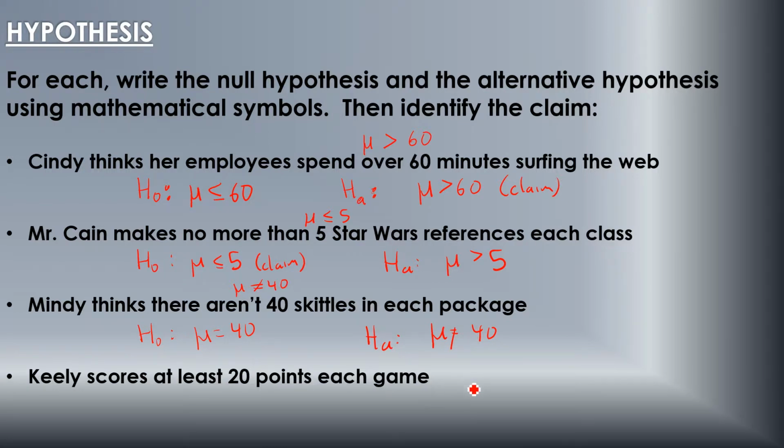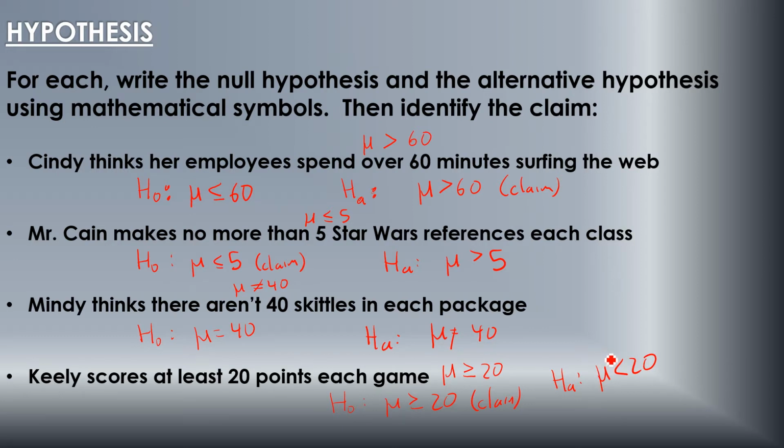Keely scores at least 20 points each game. So she could score on average at least 20 points, so mu is greater than or equal to 20. Which one is this? Our null involves an equality, so this is actually our claim, because we have an equality for the null. And for the alternative hypothesis, we're going to have less than 20, the exact opposite of that.